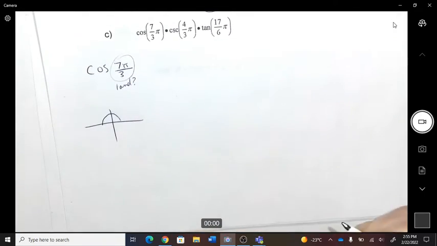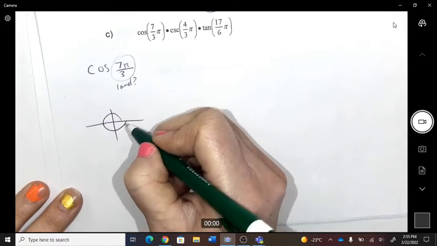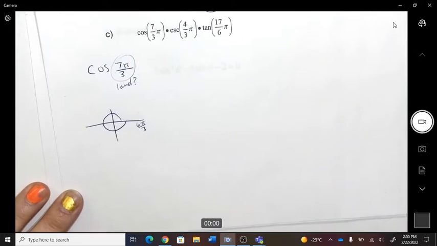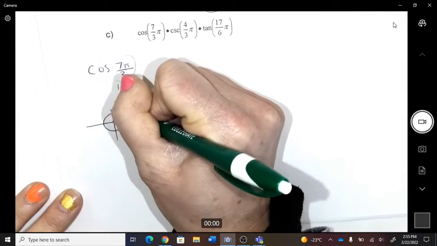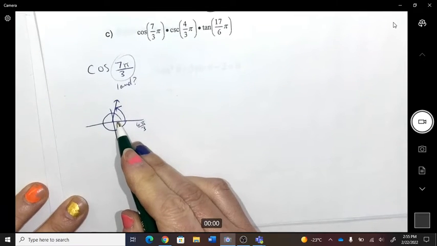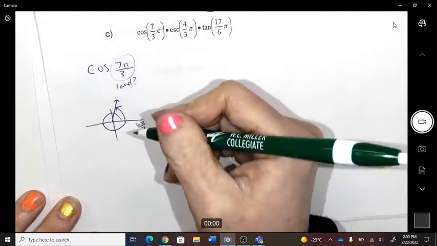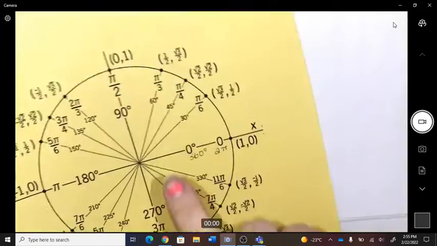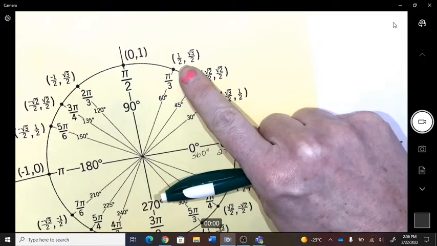So 3 over 3. A full circle is 6 over 3. So 7 pi over 3. So we're landing there. And we want to get the x value there. So can you figure out the x coordinate? So this is what I'm looking at, right in this spot.